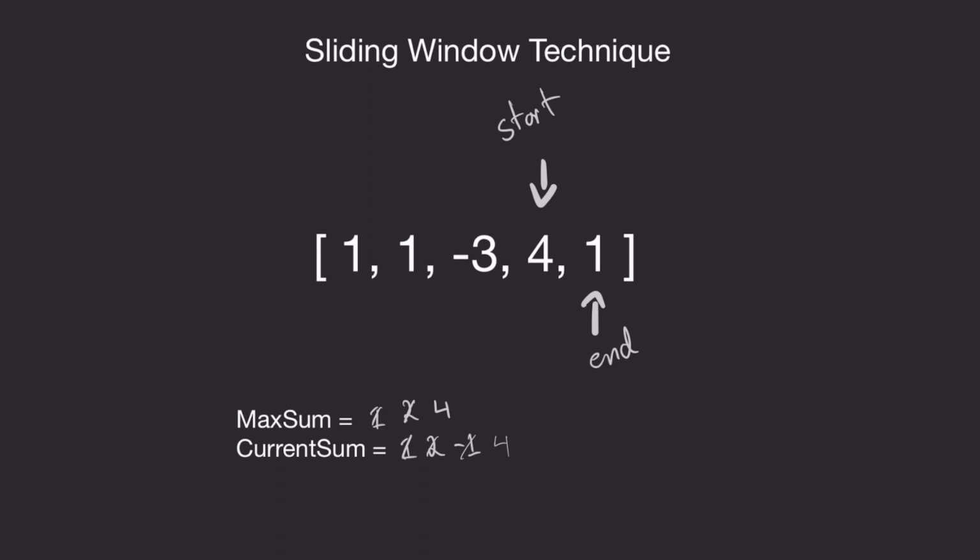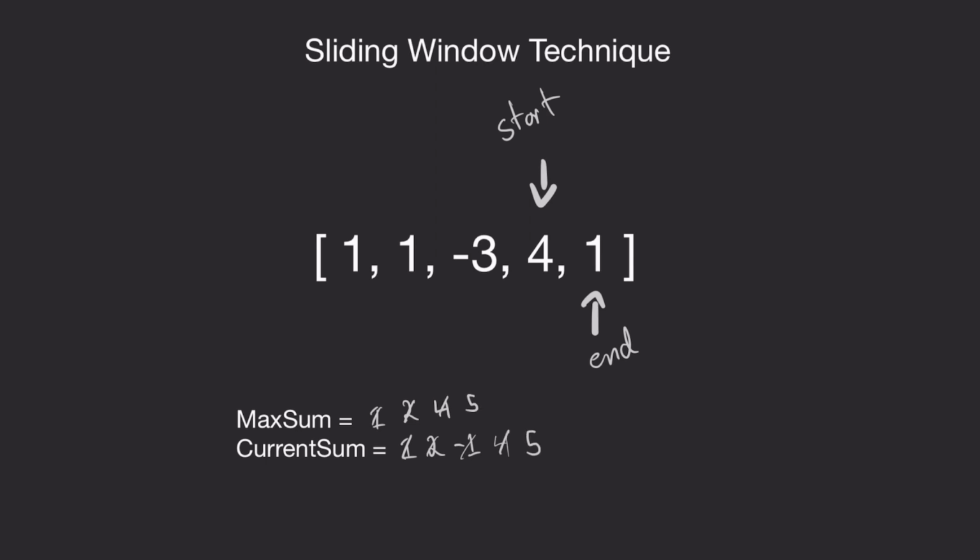We check if we should add the current element to the current sum by checking if the current element plus the current sum is greater than the current element by itself. In this case, we're checking if 4 plus 1 is greater than 1 by itself. So in this case, we add it to the sum. We also want to check if we should update the max sum. In this case, we do.